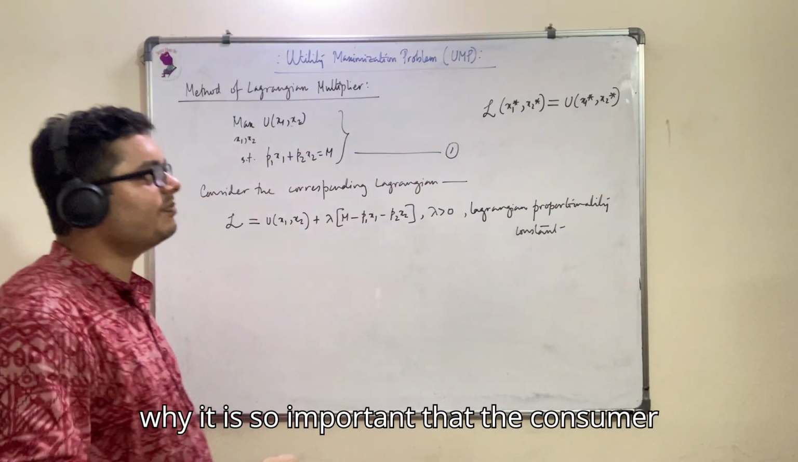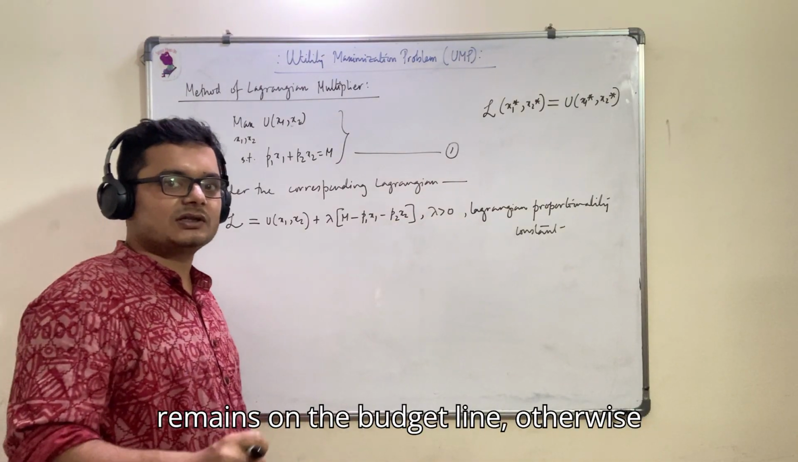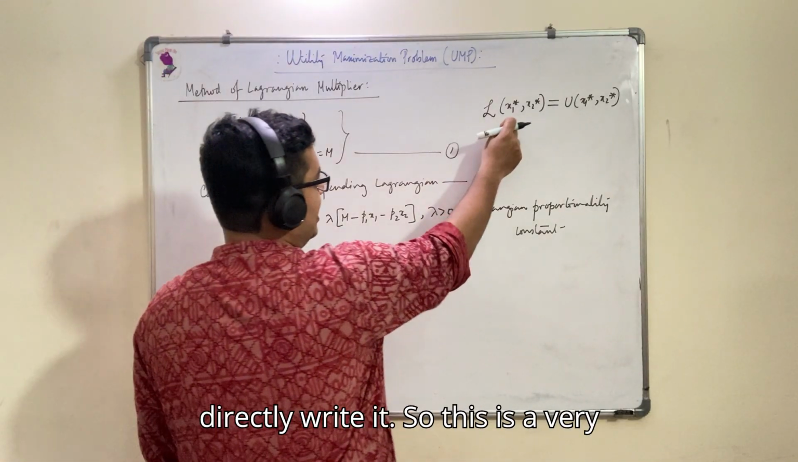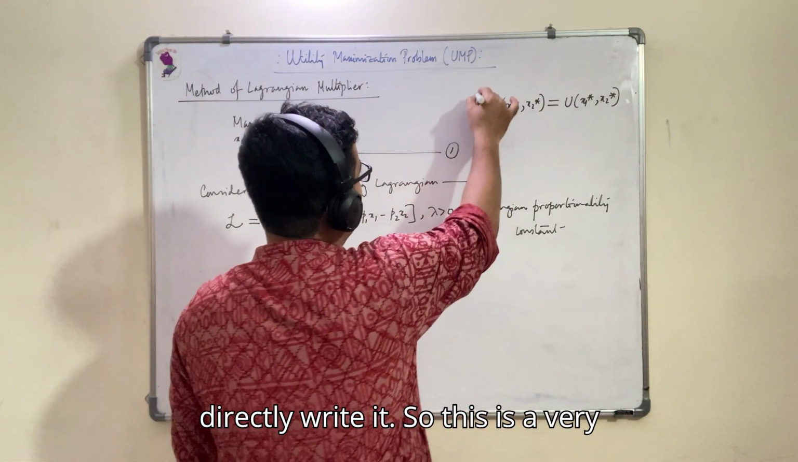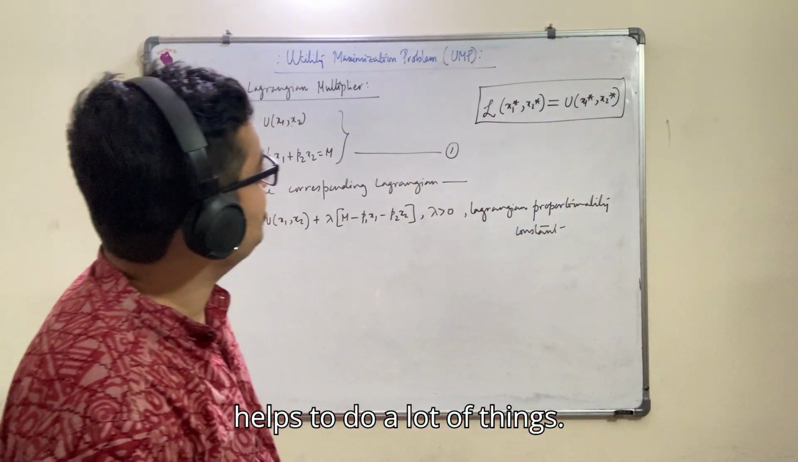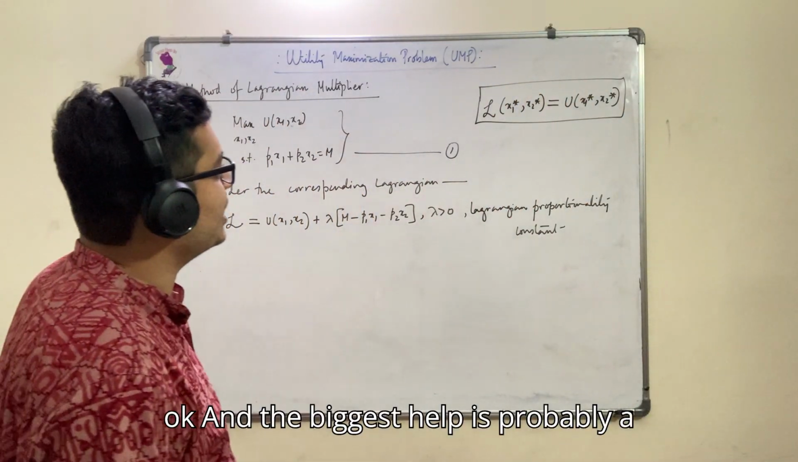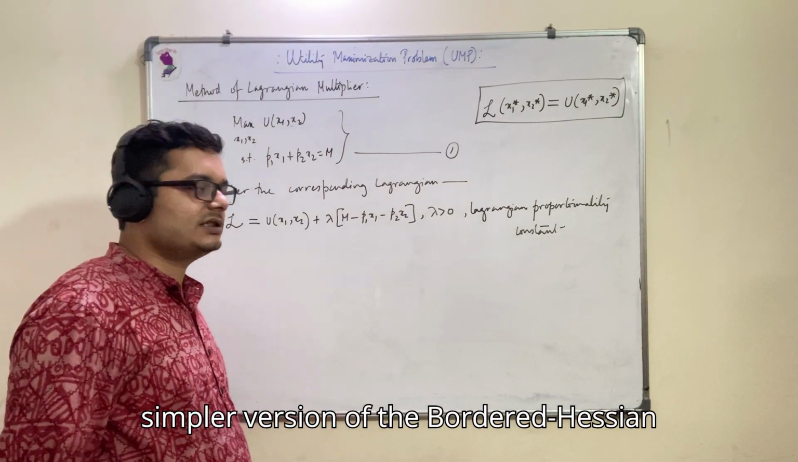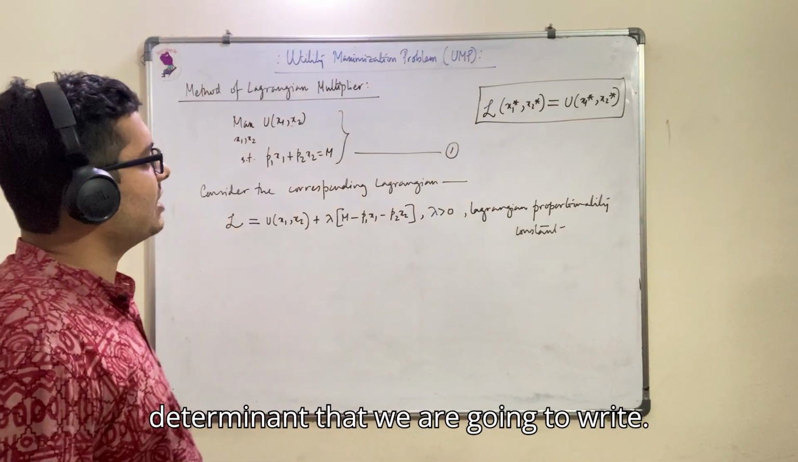That is why it is so important that the consumer remains on the budget line, otherwise this will not happen, right? You cannot directly write it. So this is a very important observation here, because it helps to do a lot of things. Okay, and the biggest help is probably a simpler version of the Bordered Hessian determinant that we are going to write.